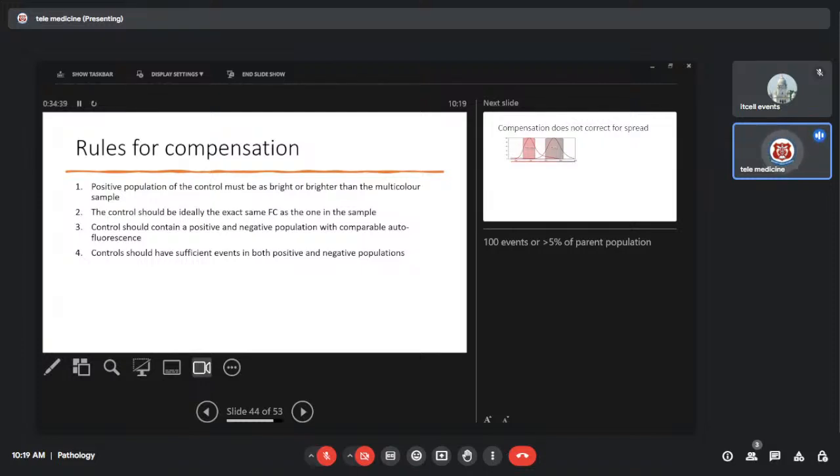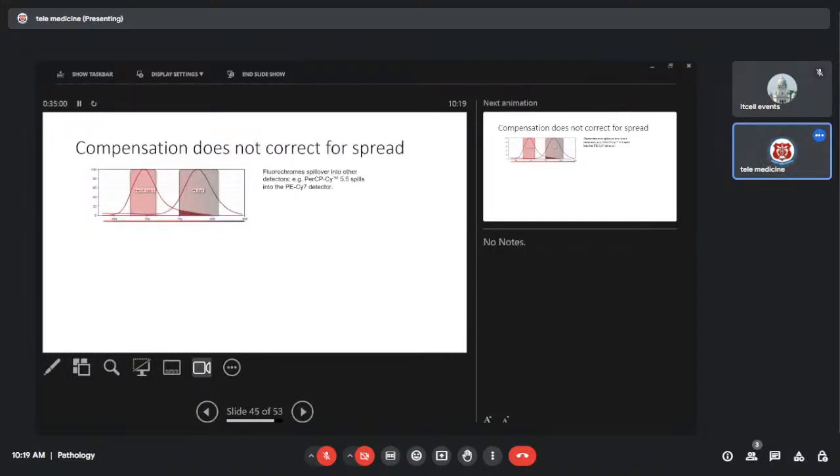So these are the rules for compensation. The positive population and the negative should have the same autofluorescence. Right? So you cannot use, say, side scatter or neutrophils as a negative. That will not work. And controls should have sufficient events in both the positive and negative population. So at least 100 events in both, or more than 5% of the parent population is required.